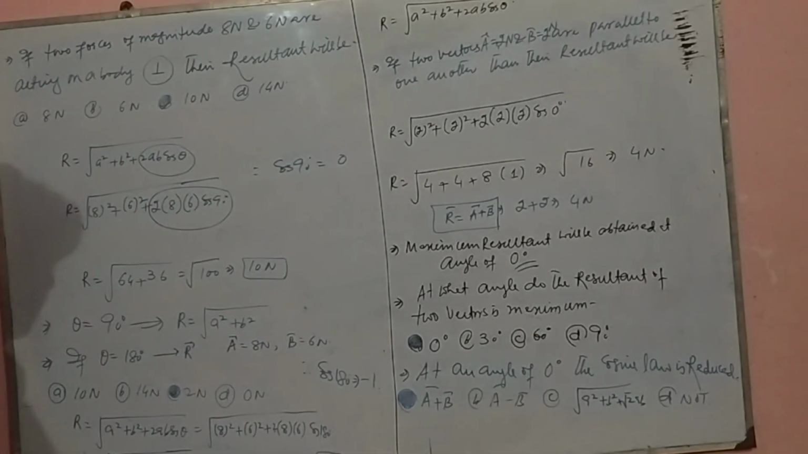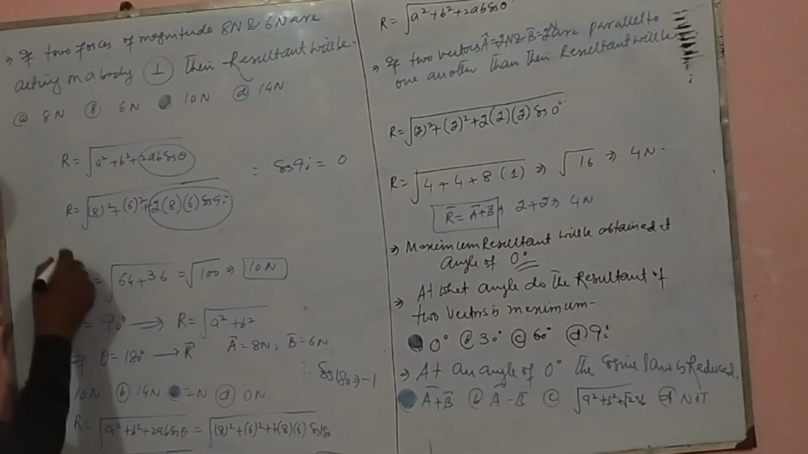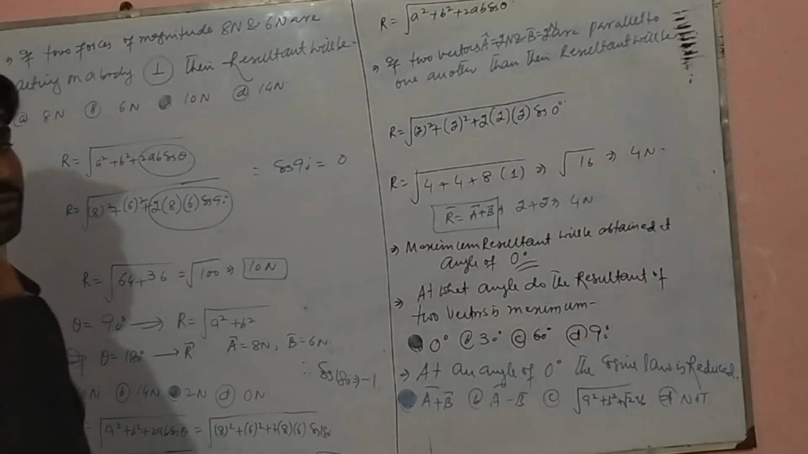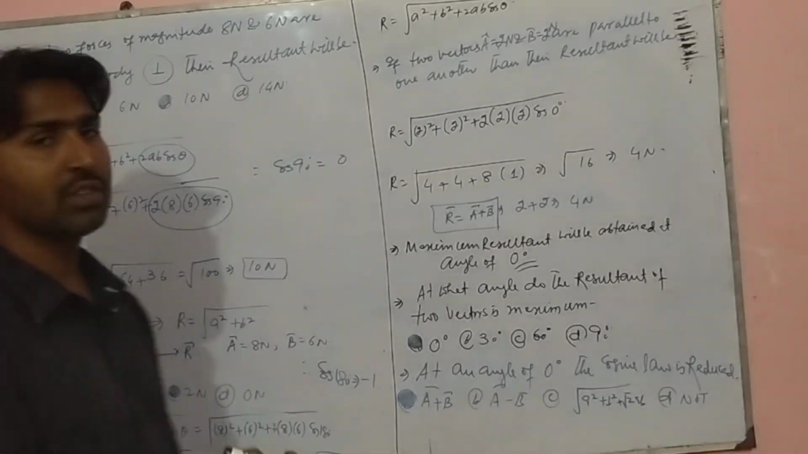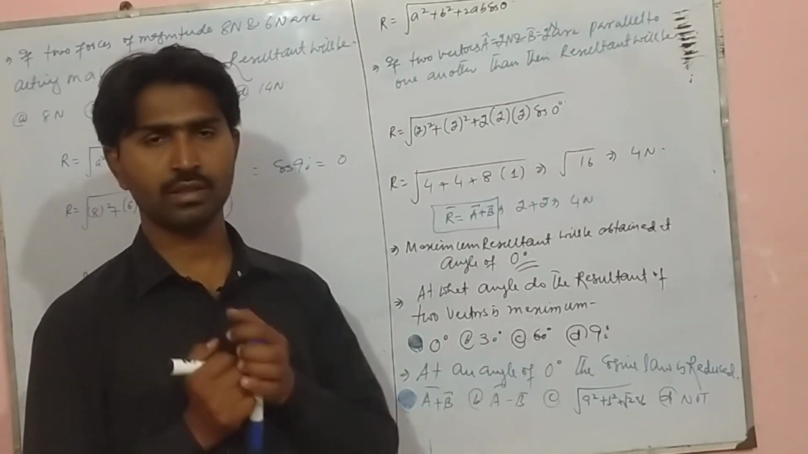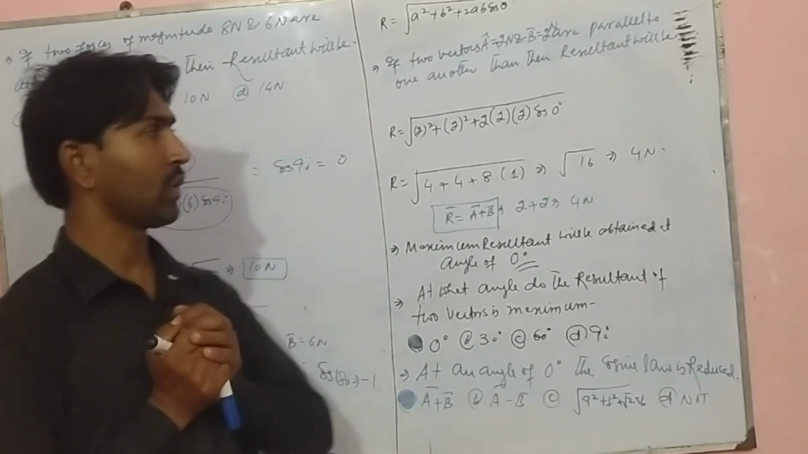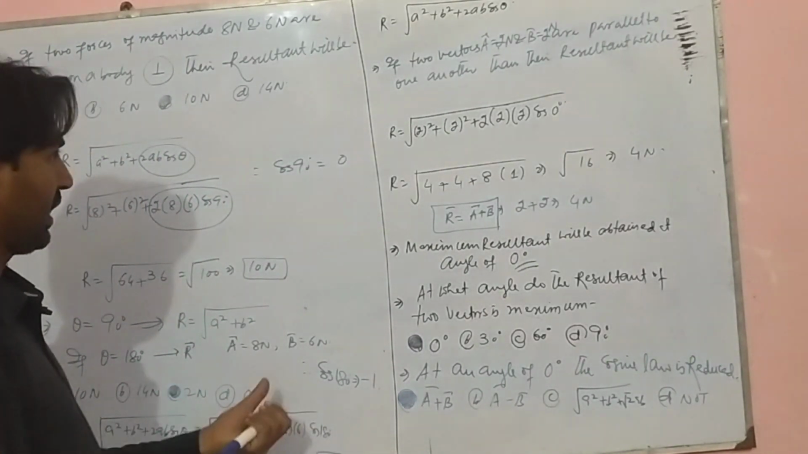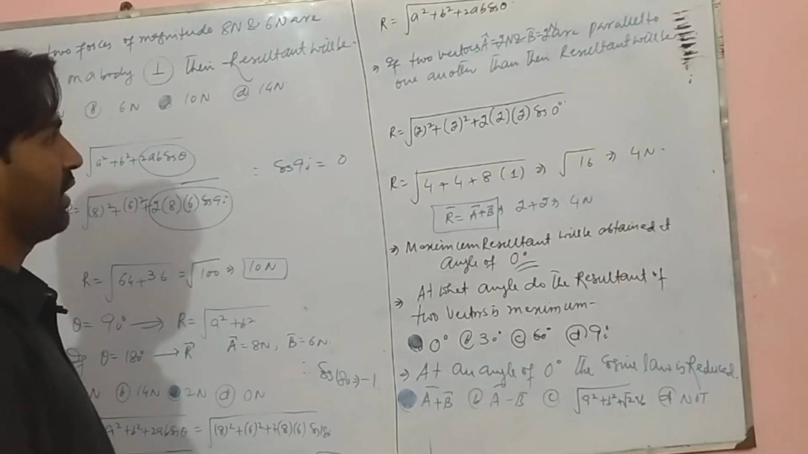And if the two vectors are anti-parallel to each other, then we will obtain the minimum resultant. So minimum resultant will be obtained at an angle of 180 degree, and maximum resultant will be at 0 degree or parallel. Okay. So these are the angles 0, 90 and 180.